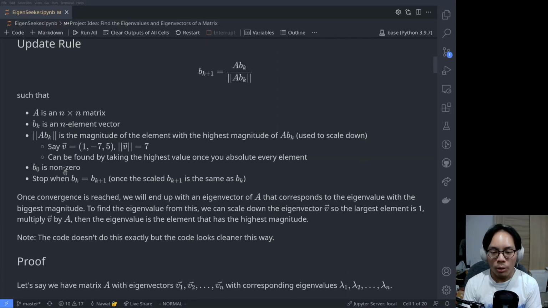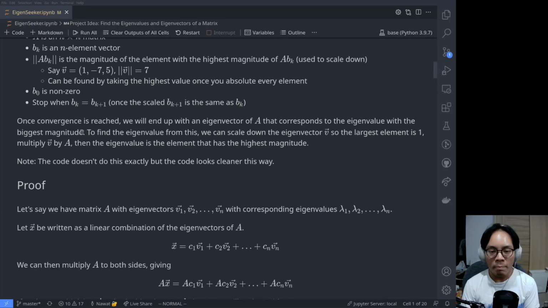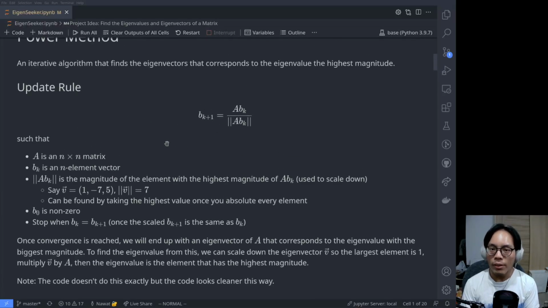So for example, let's say we have vector v, which is 1, minus 7, and 5. The magnitude of the element that has the highest magnitude would be 7. So basically, you can find this by taking the absolute value of every element and then just taking the one that has the highest value. And the first guess, the b_0, has to be non-zero. And it converges when the update rule doesn't change anymore.